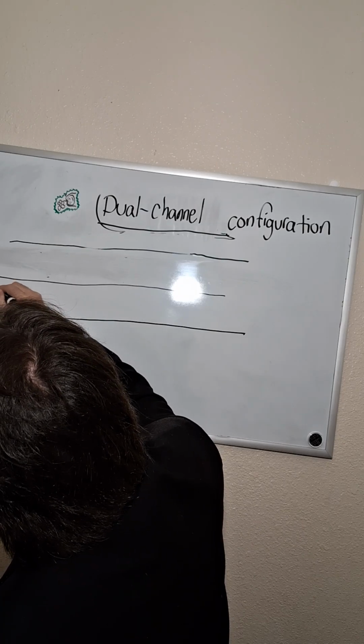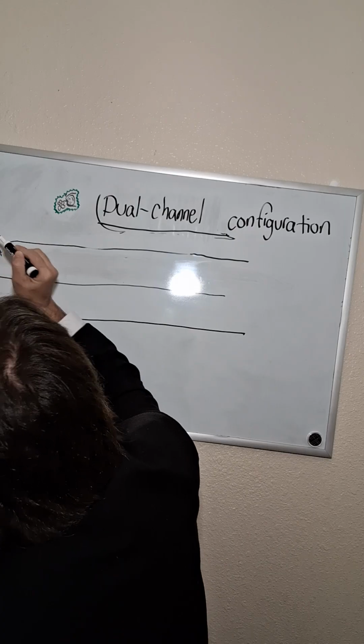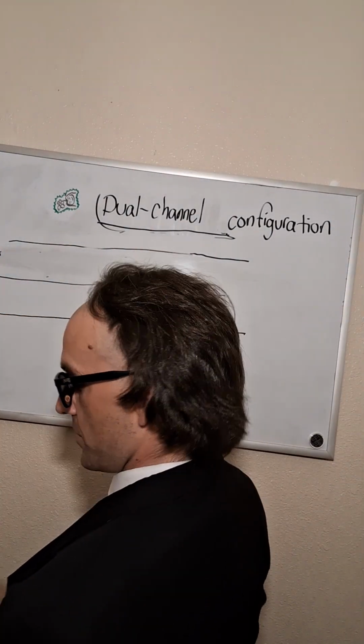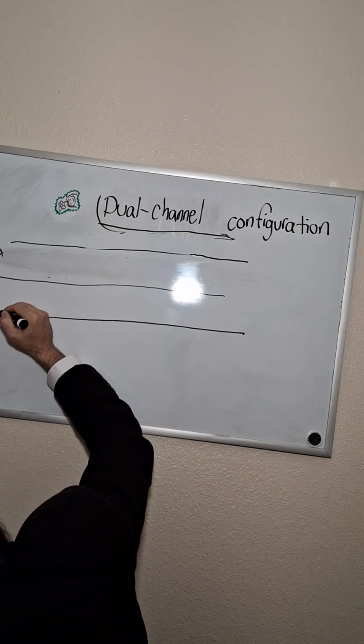So now we've got two lanes, and they're 64 bits. I'm going to put there's a 64-bit, okay? And so each lane, we got our 64 bits.